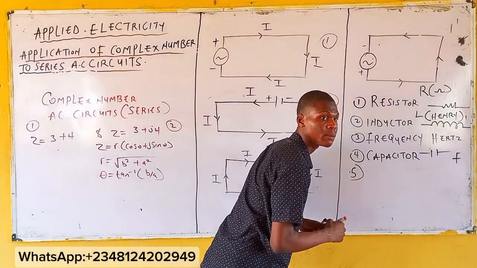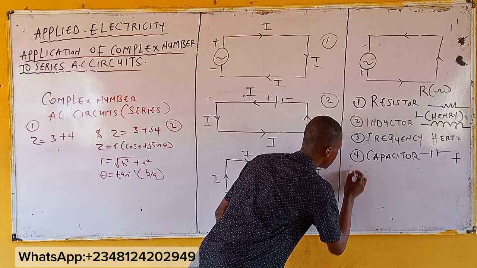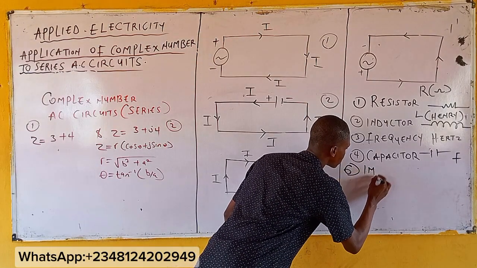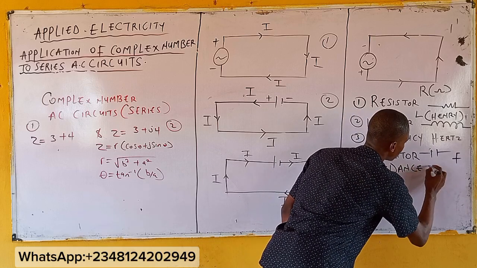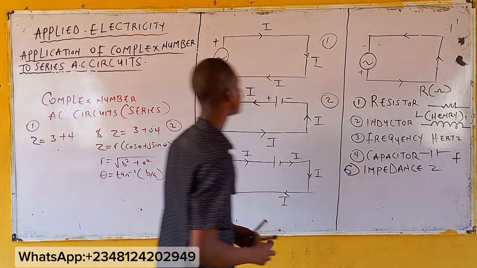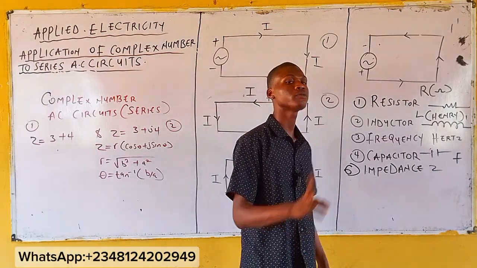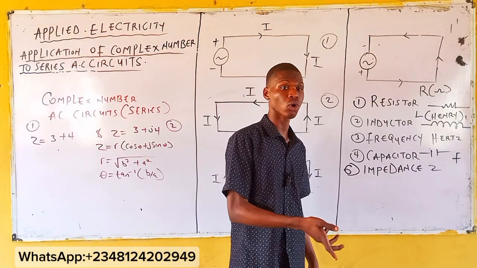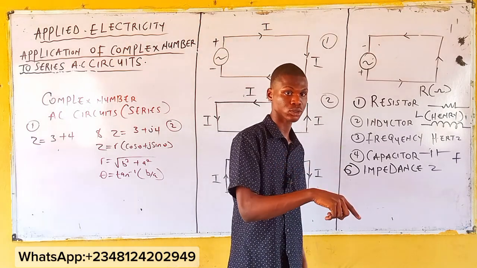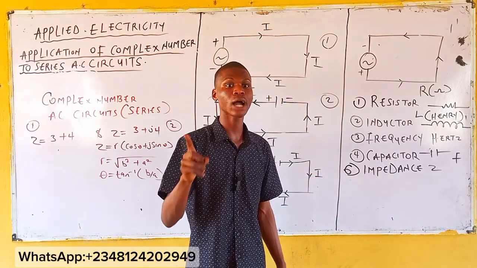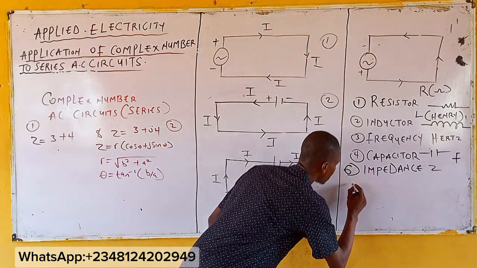Now, number 5. We said we have what? Impedance, right? And what's impedance denoted with? Z. Meaning that as far as this subtopic is concerned, we said your impedance might be of two types. When you have your resistor and your capacitor. Then 2, when you have your resistor and what? Inductor.